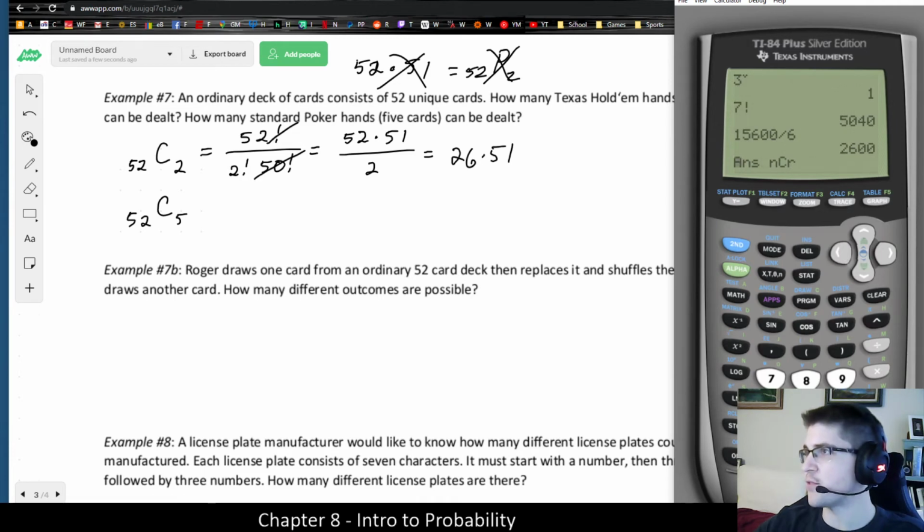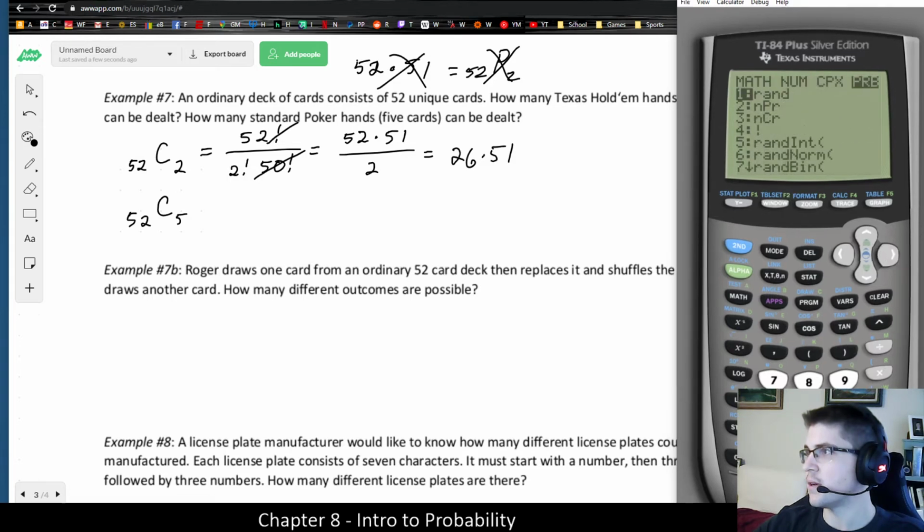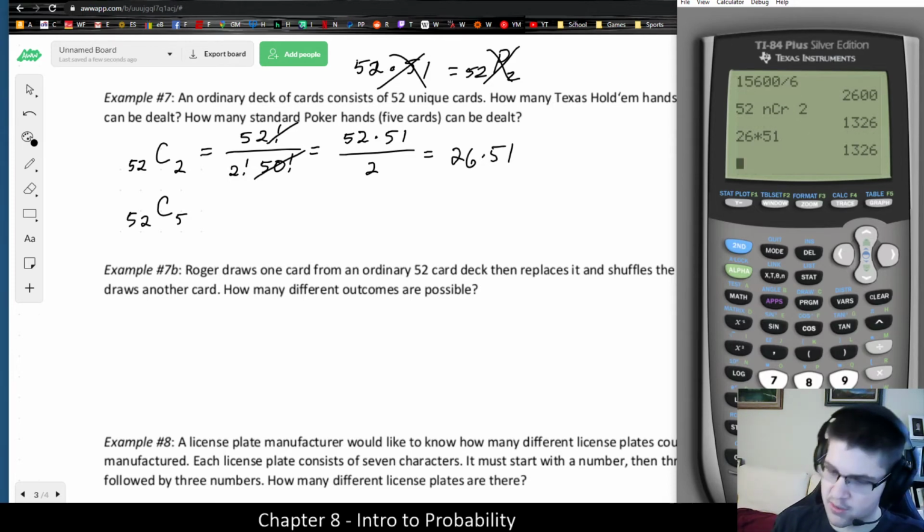You need to type in the first number in front. 52 nCr 2. And that will give us that number. Or, that's equal to 26 times 51, which is 1326.